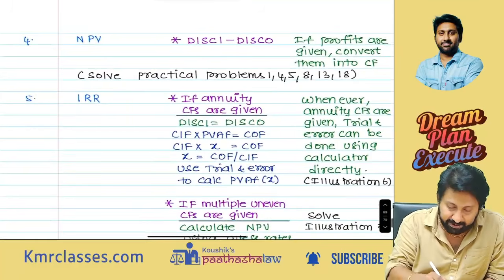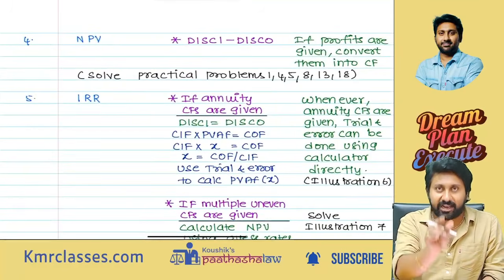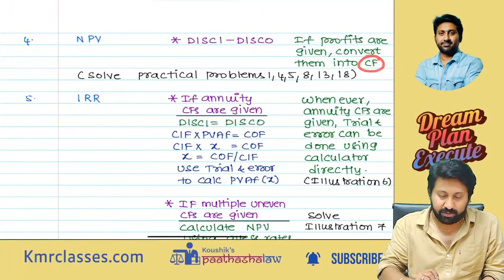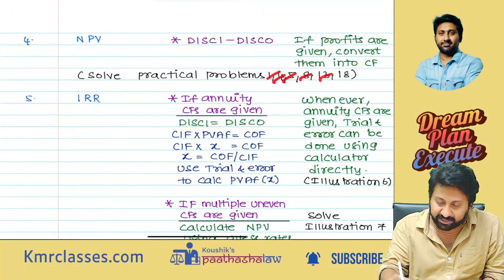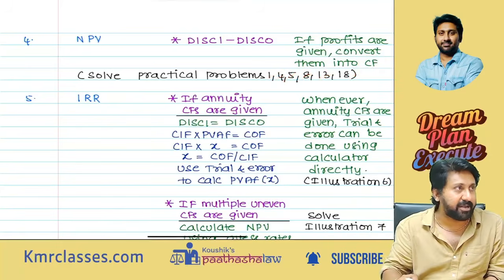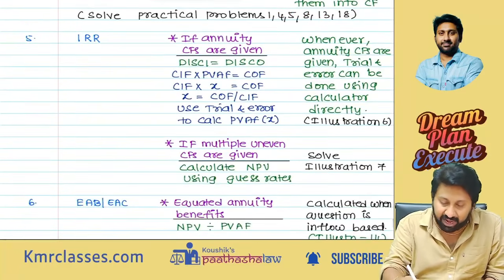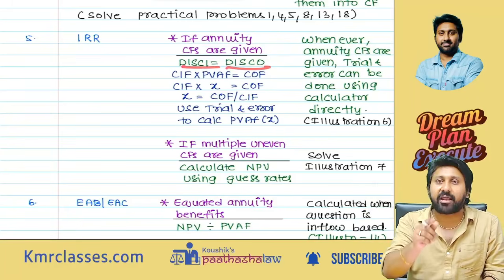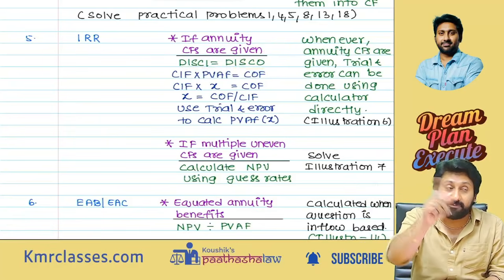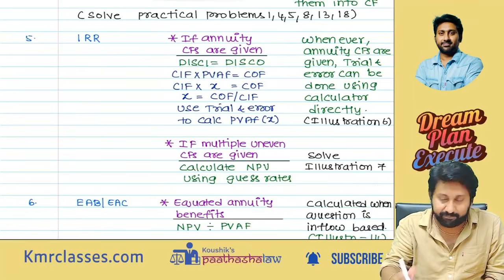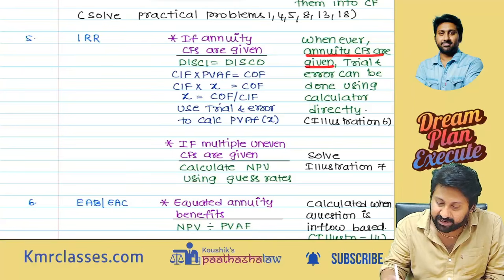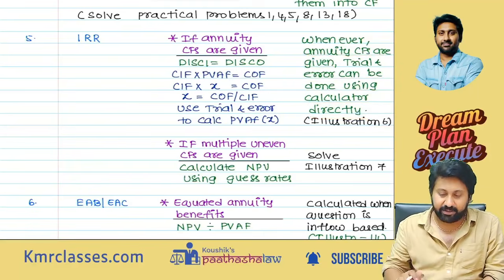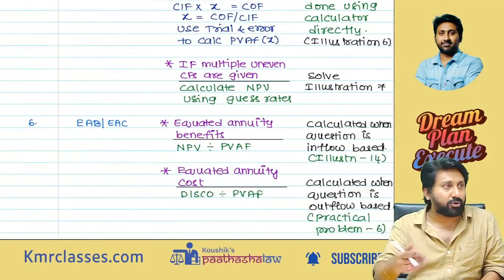Next, NPV: DISCI minus DISCO, discounted cash inflow minus discounted cash outflow. If profits are given, convert them into cash flow. Solve practical problems 1, 4, 5, 8, 13 and 18 in the study material for understanding NPV. IRR: if annuity cash flows are given, meaning the same cash flow for 5, 6 years, DISCI equals DISCO. IRR is the rate where discounted inflows and outflows match. Whenever annuity cash flows are given, trial and error can be done directly using the calculator. Illustration number 6. These are not formulas, these are models you have to do.